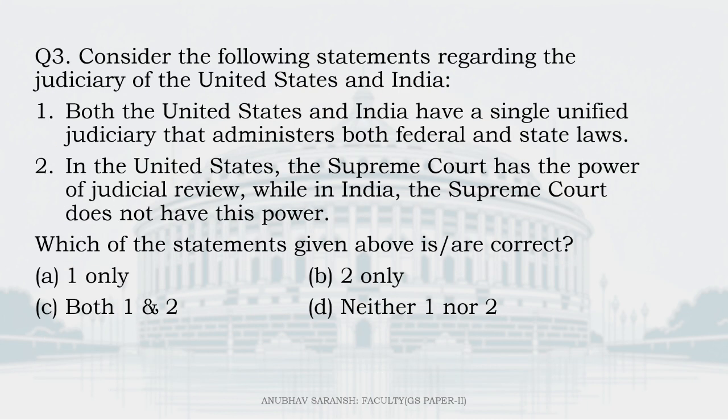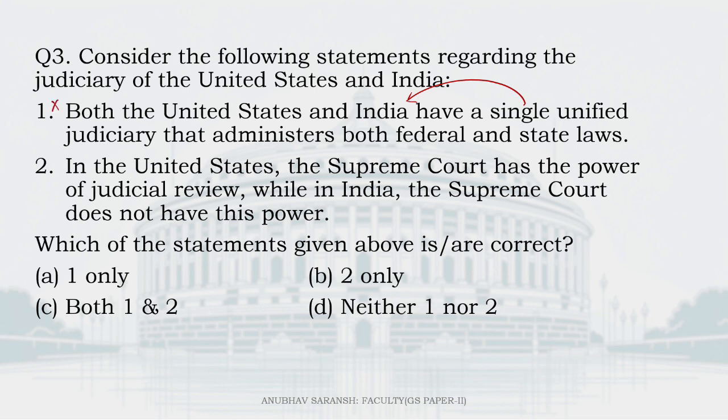Consider the following statements regarding the judiciary of the United States and India. First one, both the United States and India have a single unified judiciary that administers both federal and state laws. No, that's not true. India has a single unified judiciary, that's correct, which administers both federal, meaning central, and state laws. But in the USA, they have a dual system with separate federal courts and separate state judiciaries. So this is wrong.